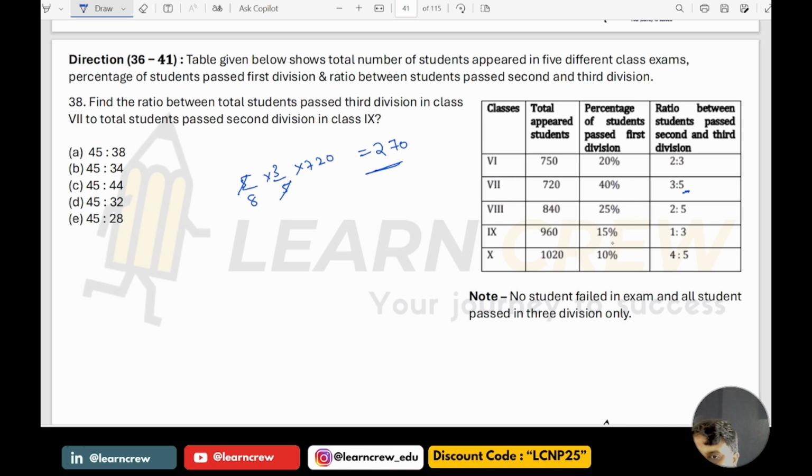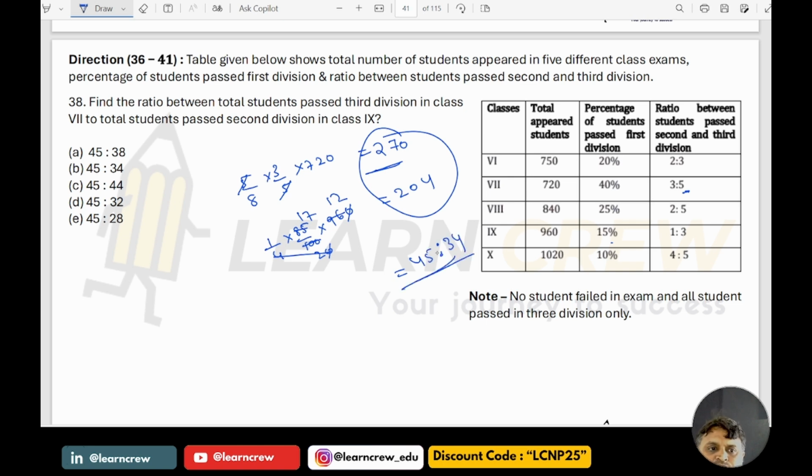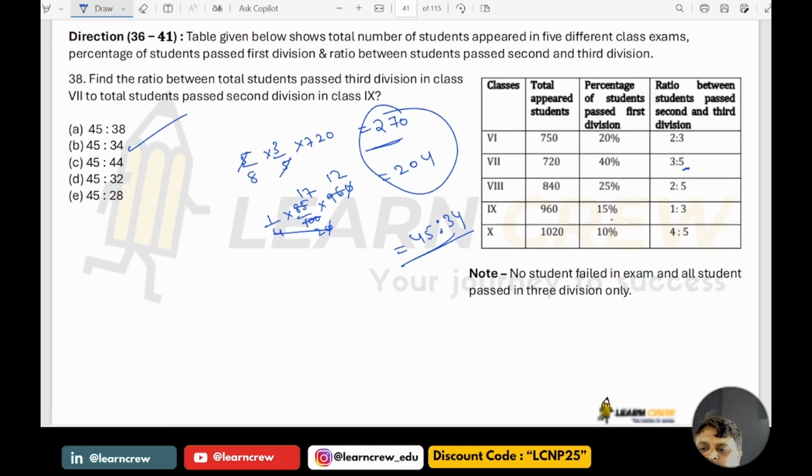Class 9, how much is it? 1/4 of 85% of 960. So if you see here, 5 17s are 85, 5 20s are 100, 24s are 96, 200 cancel, 4 2s are 8, 8 12s are 96, 17 12s are 204. Now what is the ratio of 270 to 204? It is nothing but 6 45s are 270, 6 34s are 204. So 45 is to 34. Option B is the answer.